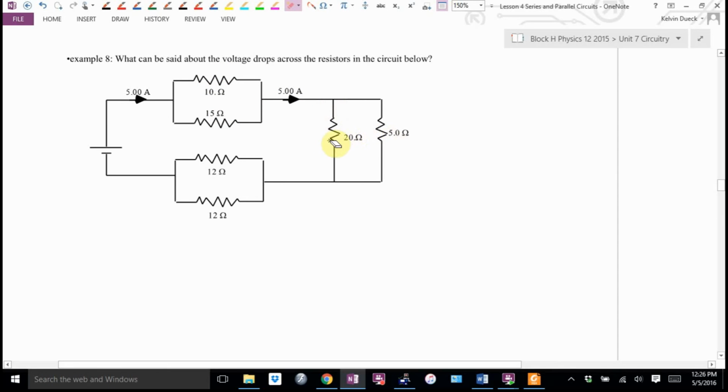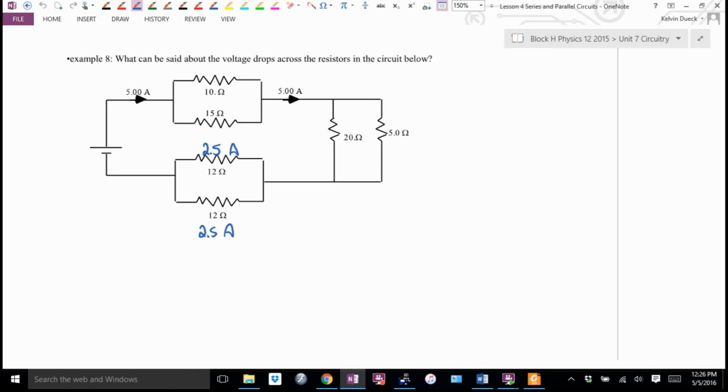Do I know how they split up here? Come back to it. Do I know how they split up here? Are those identical resistors? Then how would they split up the current if they're identical resistors? This is the only time I use that shortcut. 2.5 amps, 2.5 amps. Okay? Then, if I was really clever, I could probably use that ratio trick. I'm not clever.